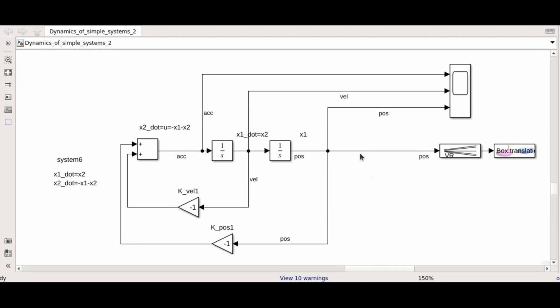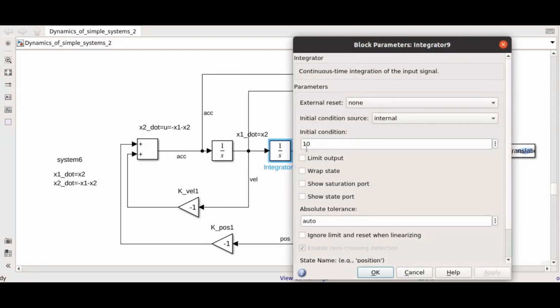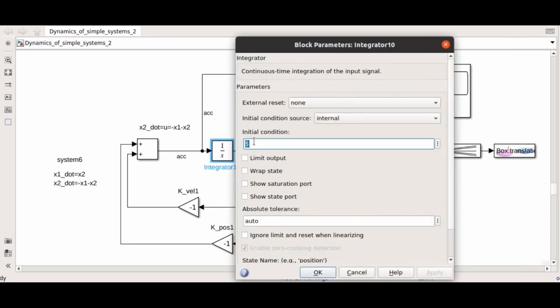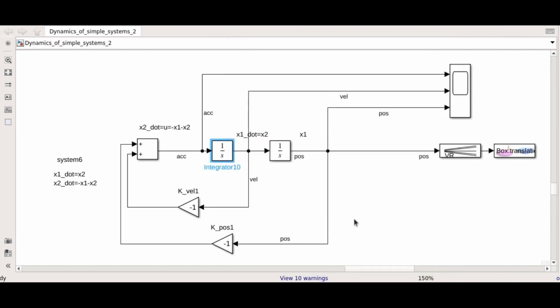The initial position of the system is kept at 10 units. The initial velocity of the system is kept at 5 units. In this case, if the position is non-zero and the velocity is non-zero, a corrective action in terms of force is taken in the system.